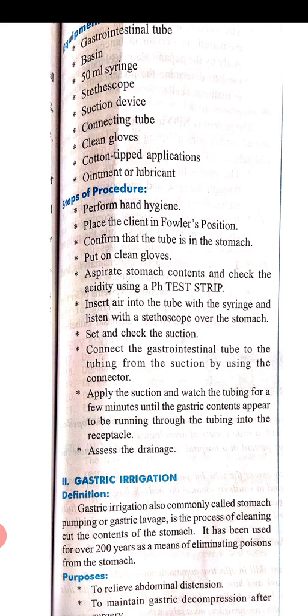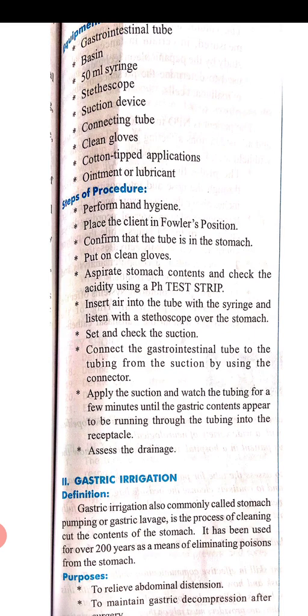Then the aspirated stomach content is checked, and acidity is checked with the pH test strip. Through the syringe, air is inserted into the tube and the tube becomes inflated, because before insertion the tube is deflated; if a balloon is attached, it becomes inflated after inserting air through the syringe, so the tube is firmly fitted in the throat area, and the sound can be heard using the stethoscope over the stomach.